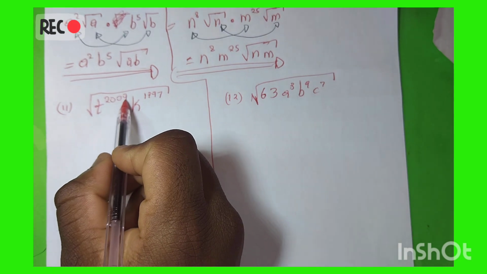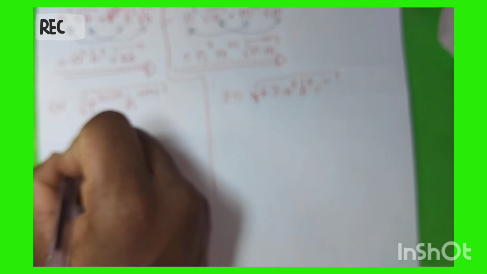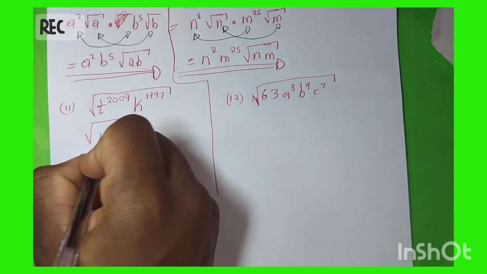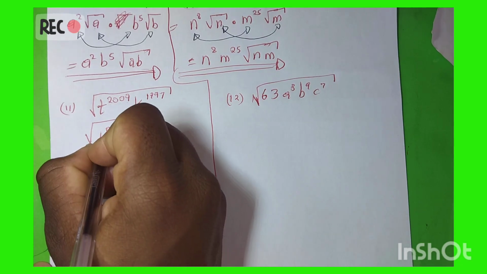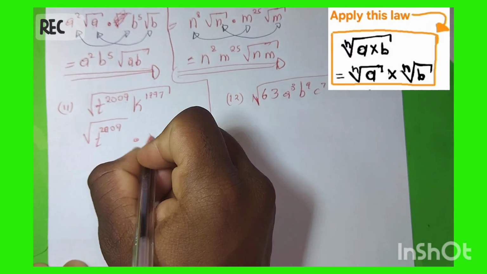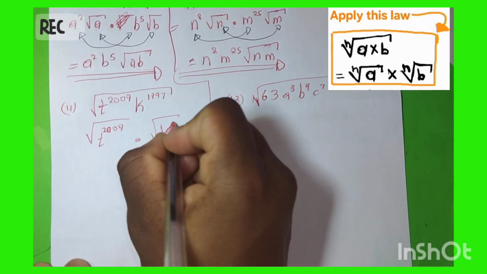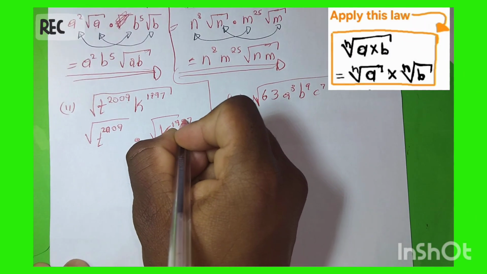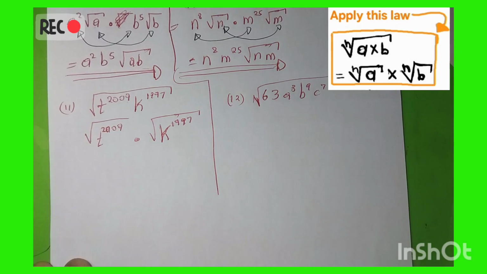The first thing you do is break this thing like this. This is t^9, multiplied by this k, which is k^997. Do you see, guys?